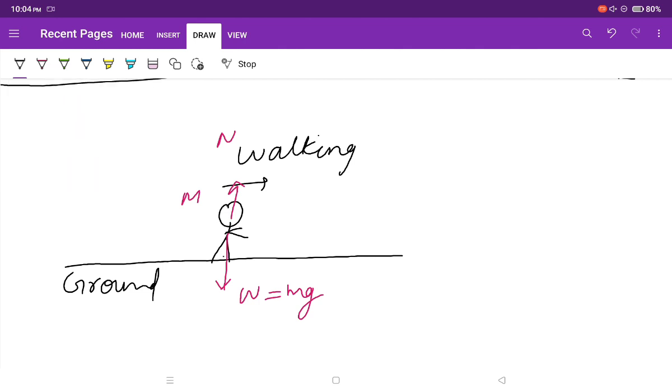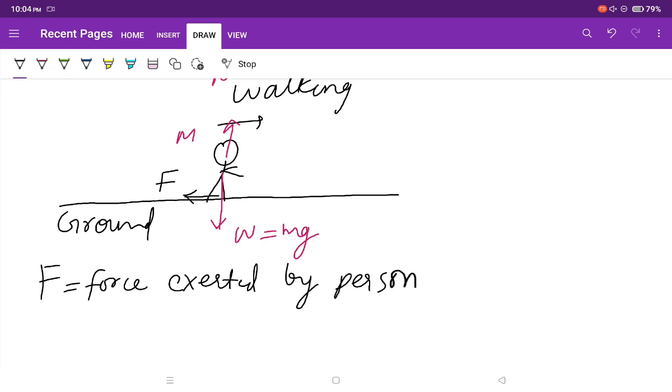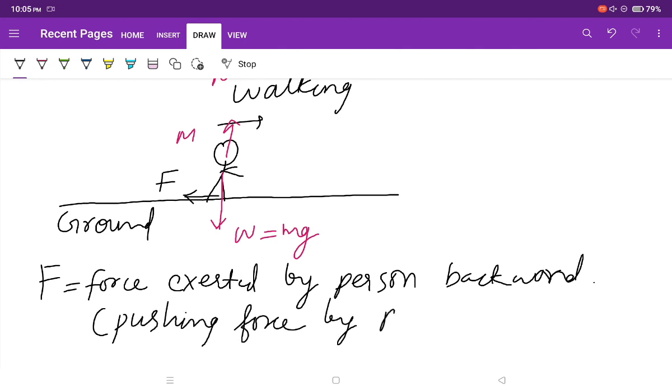When you walk, the person pushes the ground backwards with some force, say F. So when a person walks, your foot pushes the ground backward, right? So what is F? F is the force exerted by the person backward, right? It is the pushing force by the person.